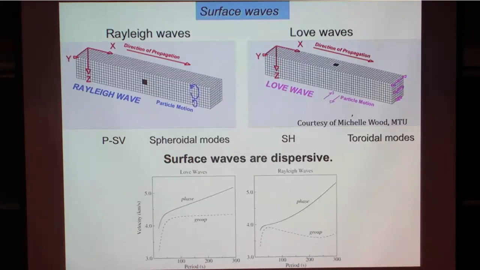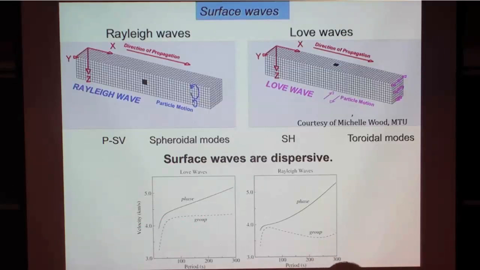Another property of surface waves is that they are dispersive. It means that their velocity, and we can define either phase velocity or group velocity. Phase is related to one specific wave propagating, where you look at a specific wave with a given frequency, and we can find the phase velocity. The group velocity is related to the propagation of energy.